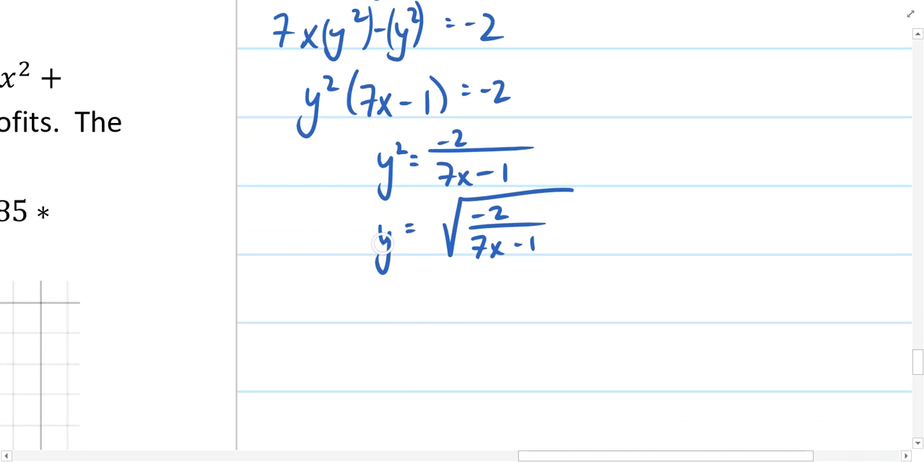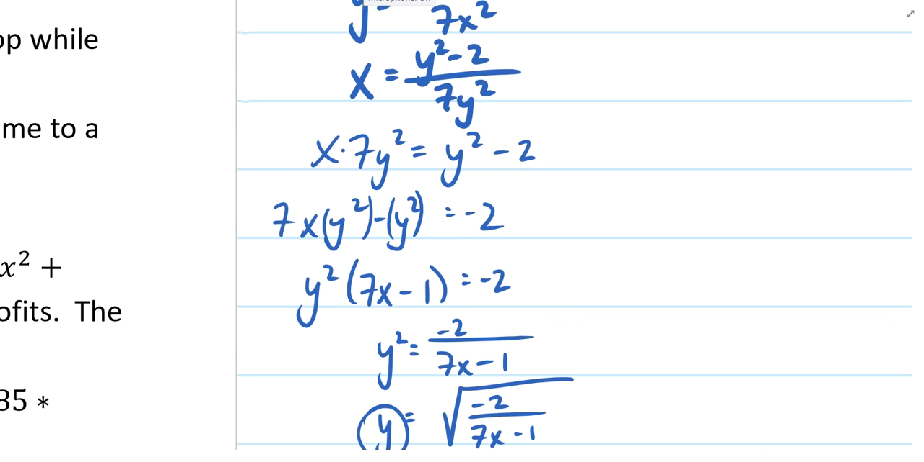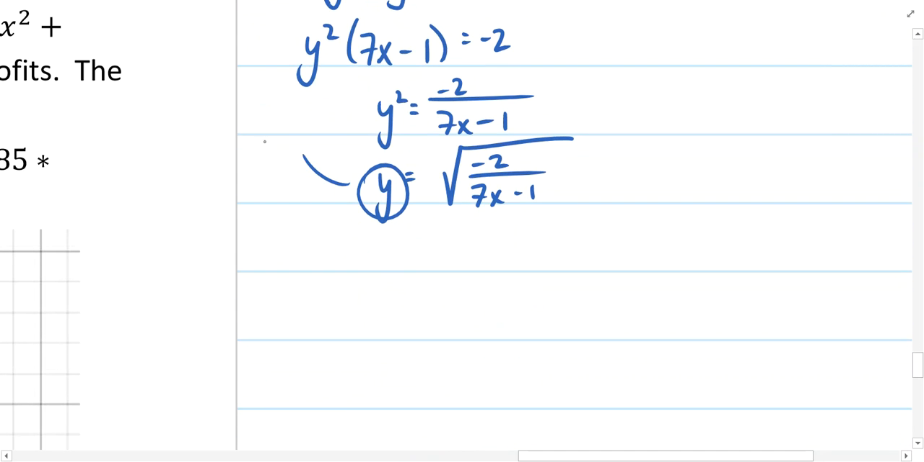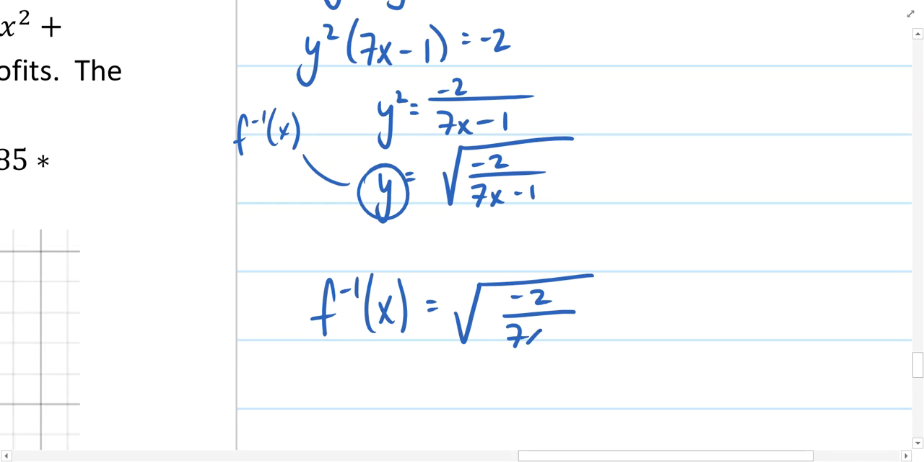Now I have to remind you that this y value is not the same as this y value that we started with. These two are not the same. This original one, this y value represented f of x, whereas this y value represents f inverse of x. So we think we found a solution here. We think the inverse of f is equal to the square root of negative 2 over 7x minus 1.